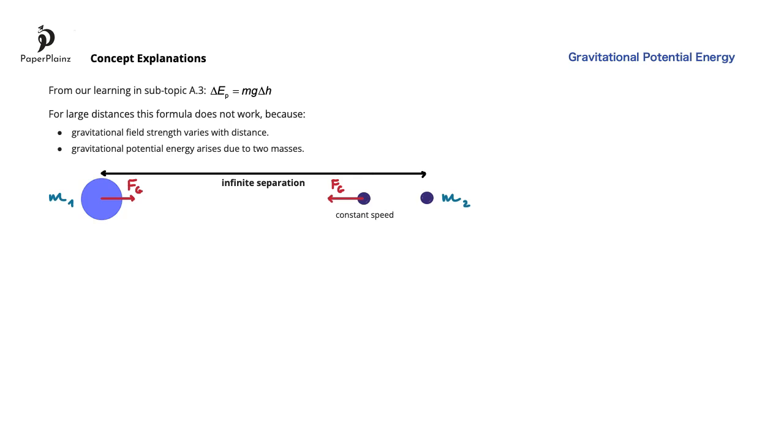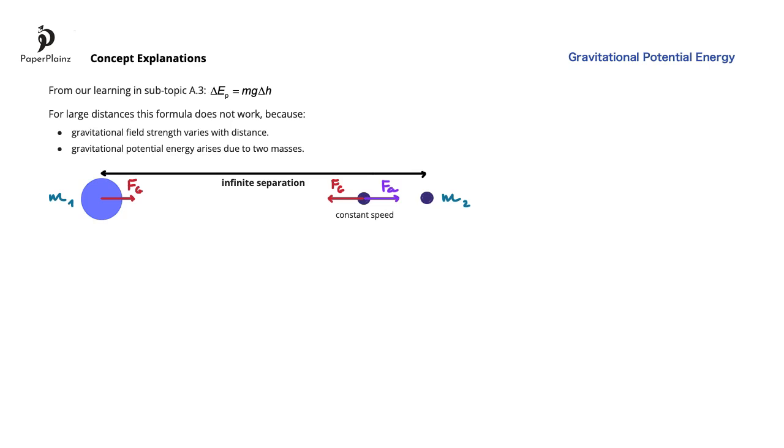Now as m2 is moving at constant speed, there must be another force that acts on m2, pointing to the right. In addition, the magnitude of this force must also be Fg. I will denote this force as Fa for applied force. This force must be applied on m2 to ensure that it does not accelerate to the left.